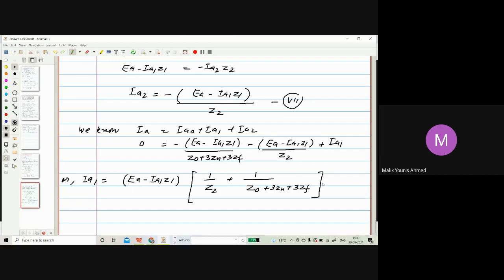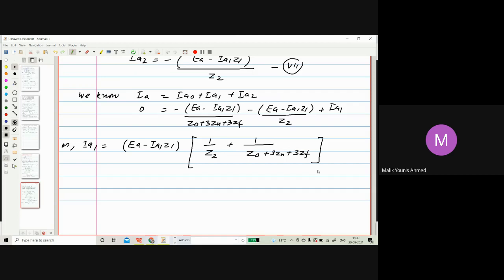So this is the value I'm going to get from here. Now, what I'm writing now, I will just try to simplify this. IA1 will be, in this case, we'll try to simplify this, and multiply each and every term inside.